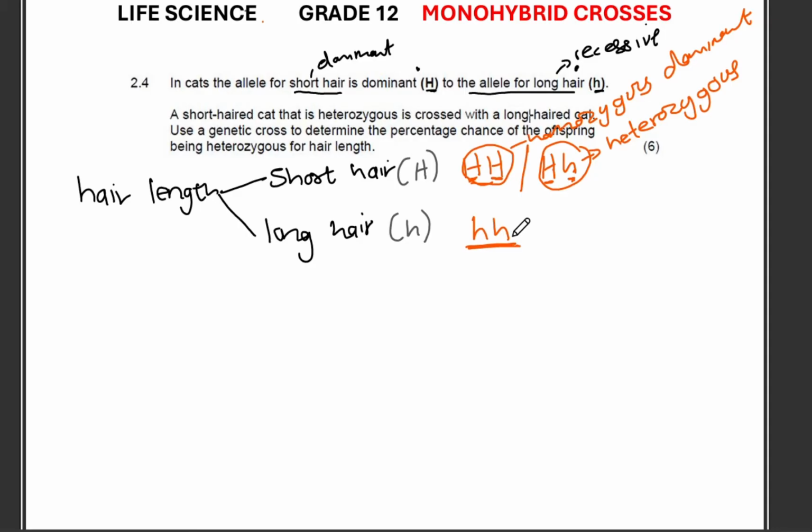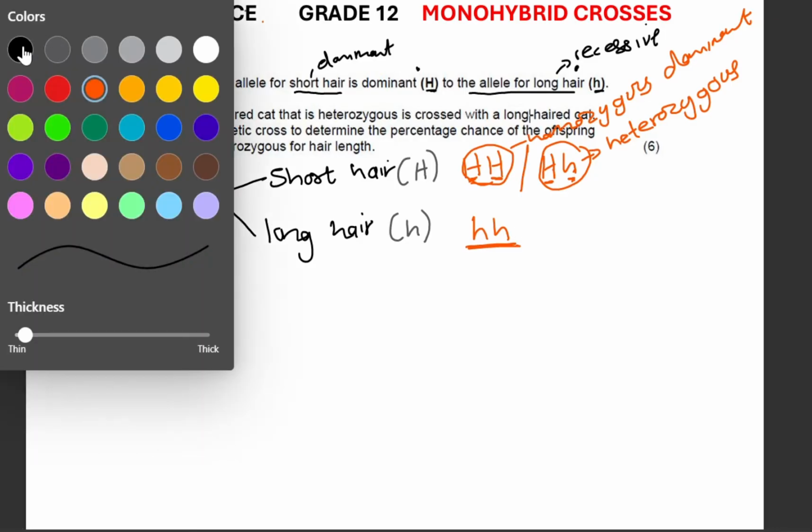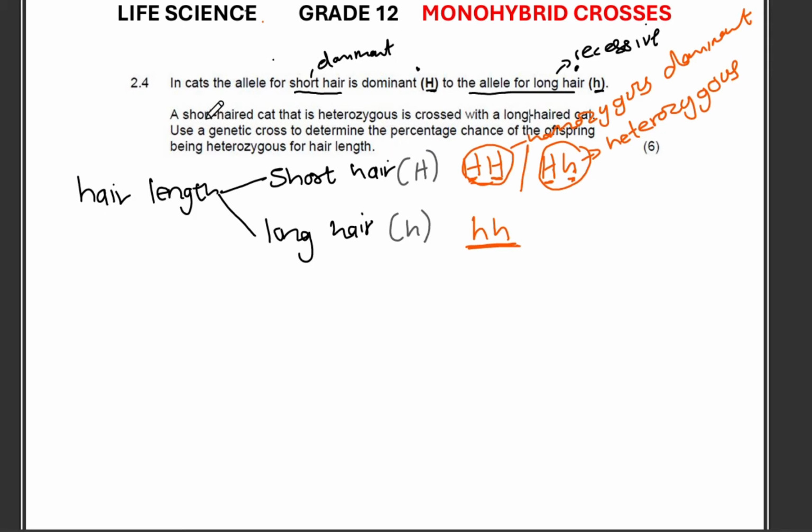All right. Now, let's look at the question. So the question is saying we are having a short-haired cat. Now they're giving us information about the parents. So this is parent 1, I'm going to write P1. So parent 1 is a cat with short hair, and we're going to cross that with the second parent, P2, which is having long hair.